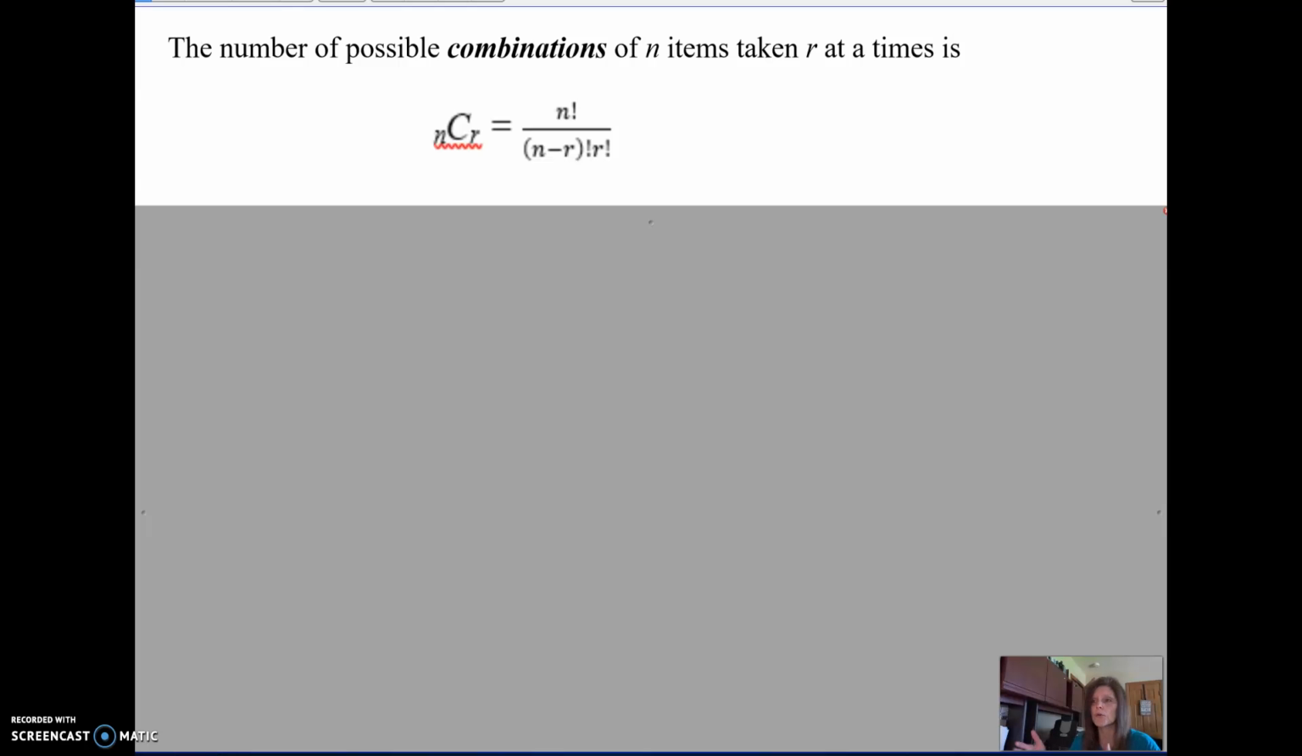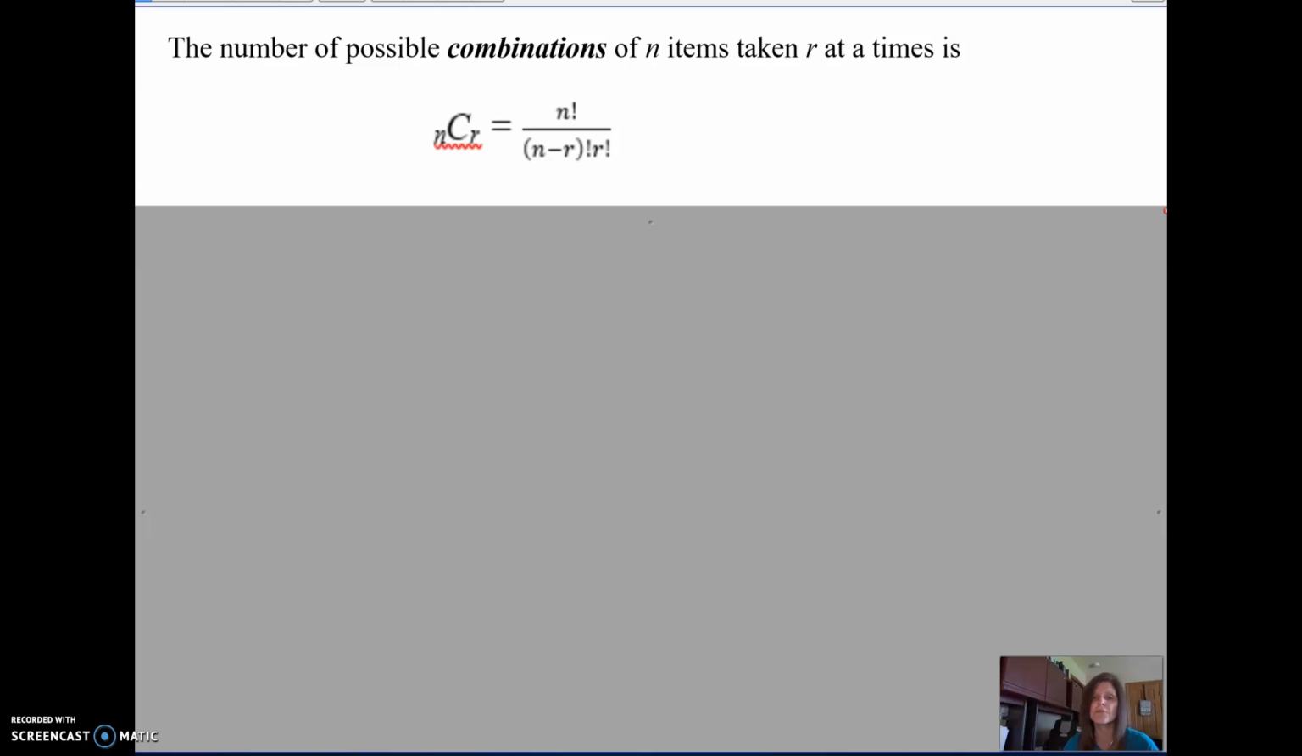We don't care who got chosen first, because if it's Sue and Bob or Bob and Sue, it's the same group that's going to represent us. So that's the combination where the order doesn't matter. But as in the permutations, we don't want to have a repeat. There's not a chance for something to happen twice.